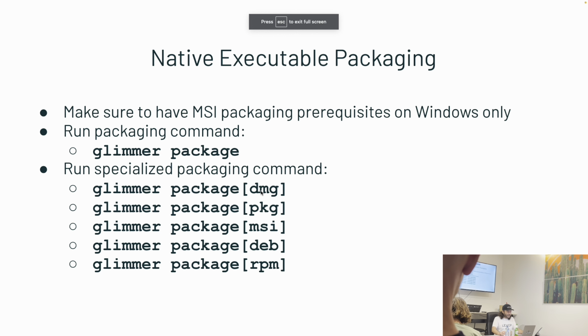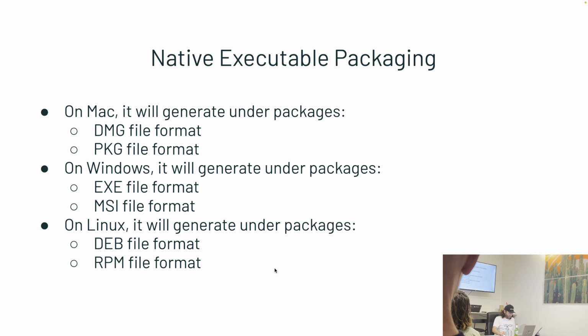So you get DMG files, PKG, on Windows MSI, but you need to install the Wix tools before you do it on Windows. So only on Windows you need the prerequisites. On Linux, like Ubuntu, you get DEB files. On Red Hat, you get RPM files out of the box. So that's pretty much it.